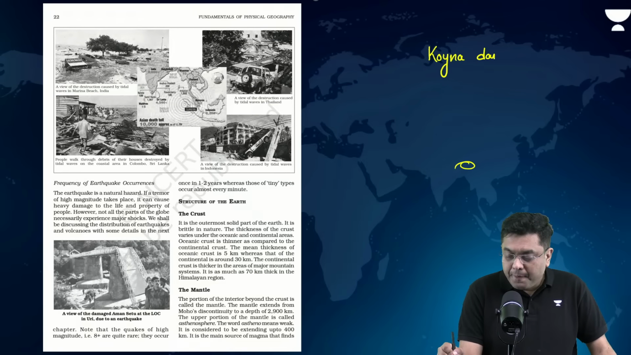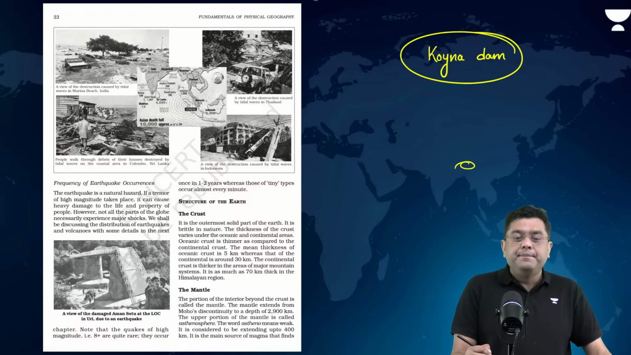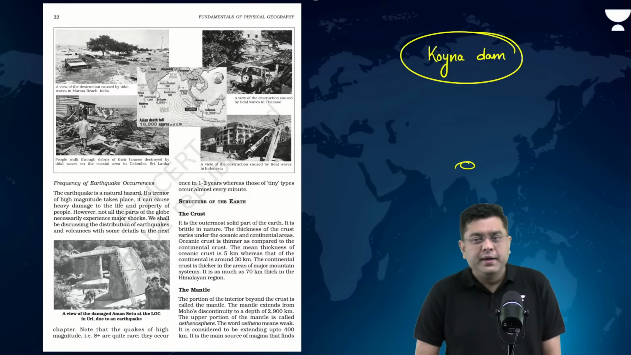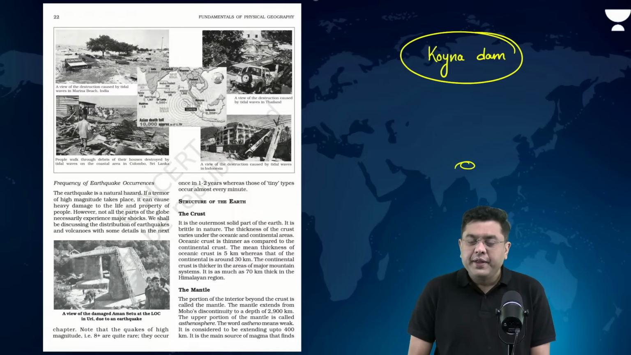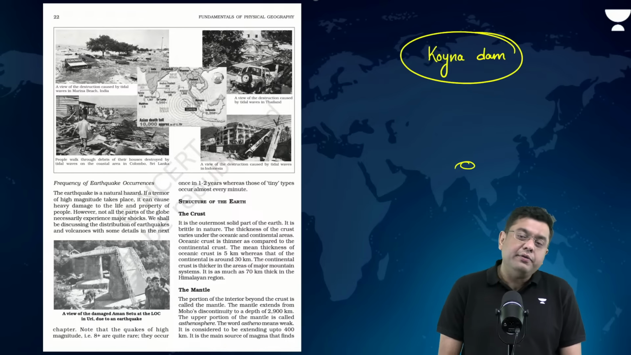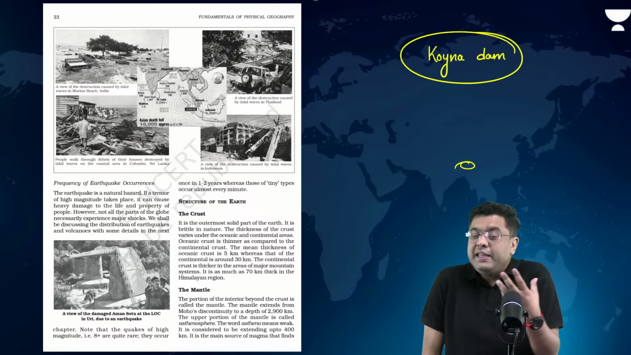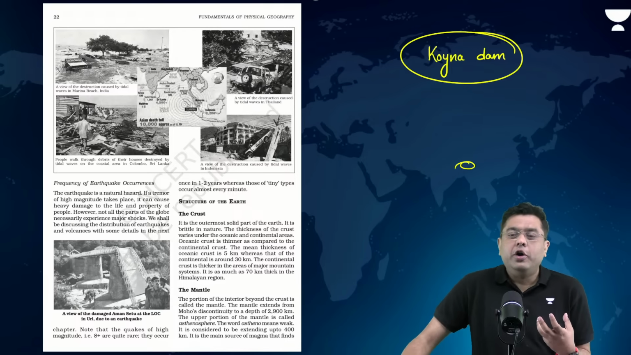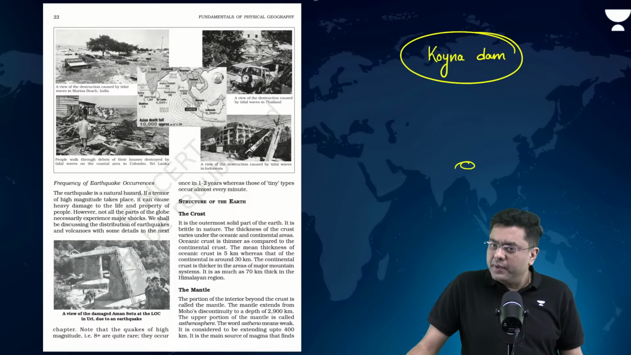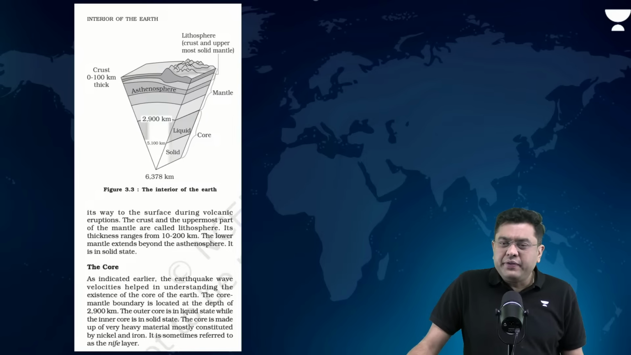Koyna Dam across river Koyna. Koyna is the tributary of which river? Let me know in the comment section. So Koyna Dam disaster was caused because of this particular reservoir induced seismicity. So even humans can cause earthquakes. Nuclear explosion will always cause an earthquake. Okay. Now that brings us to the end of the chapter here.